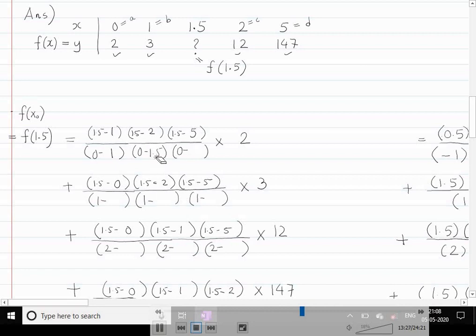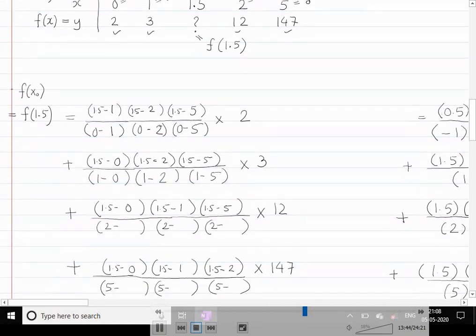Sorry, this is wrong, this is 1, 2 and 5. This is B, don't write B here, so write ACD, write 0, 2, 5. Here I will write accordingly 0, 1, and 2. Sorry, 2 I will not write, 5. 0, 1, and 2.